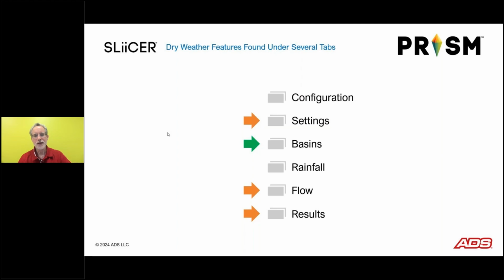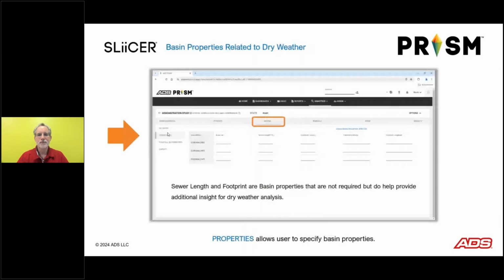I want to talk about the next tab that's affected, the Basins tab. I like to refer to it as where the metadata associated with an I&I study resides. You primarily think of the main data input for an I&I study being flow monitor and rain gauge data, and that is true, but you get the most out of an I&I study when you couple that data with other data related to the basins from which the data is gathered.